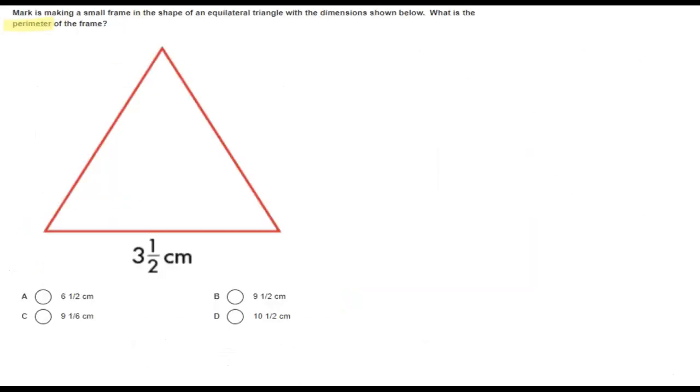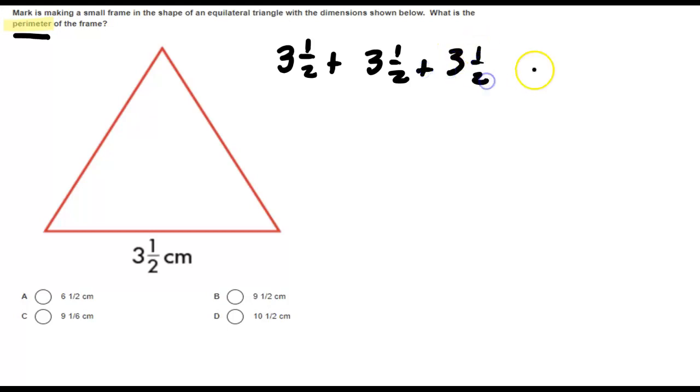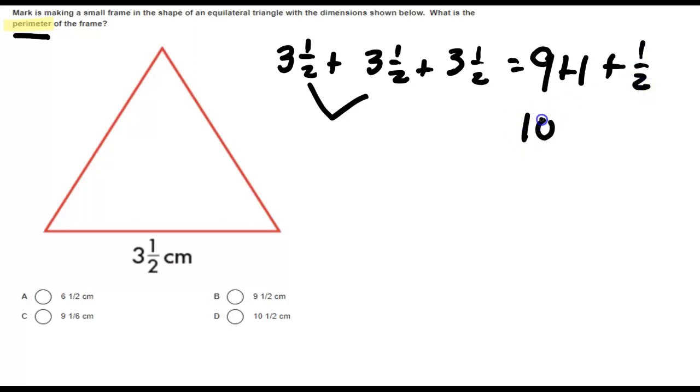Okay, and number 9. It says we're making a frame in the shape of an equilateral triangle with the dimensions shown below. What is the perimeter? Perimeter means what are all sides added together equal. So I've got 3 and 1/2 plus 3 and 1/2 plus 3 and 1/2. Well, I know 3 plus 3 plus 3 is 9. I know 2 halves make a whole, and then I've got 1/2 left over. So 10 1/2 is the perimeter, which is D.